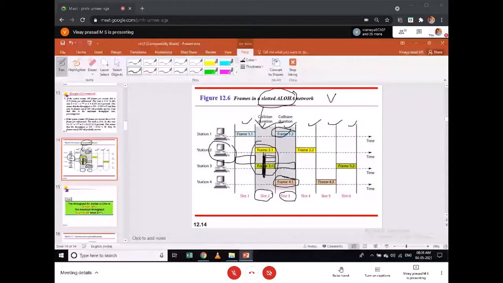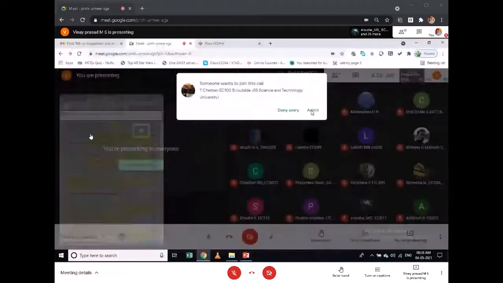So what is the vulnerable time now? I would call it T vulnerable, equal to the time during which frames are involved in collision, which is 1 Tt, or I can also write it as 1 Tfr. The vulnerability time of this protocol is 1 Tt.